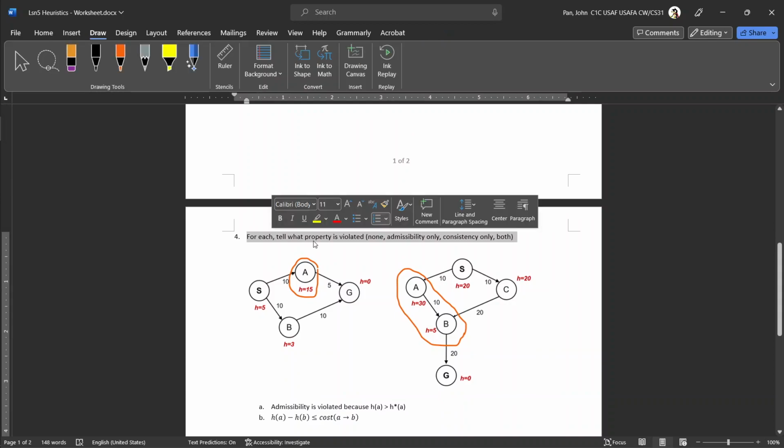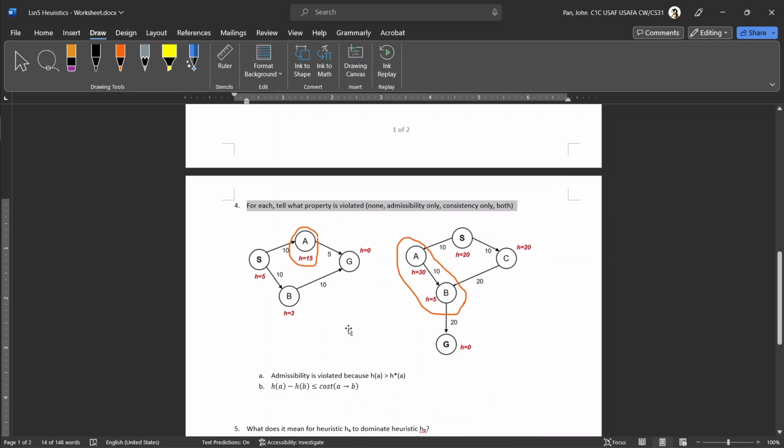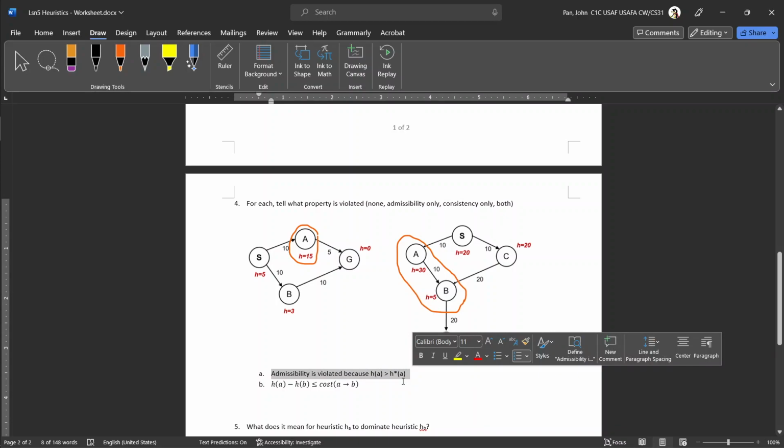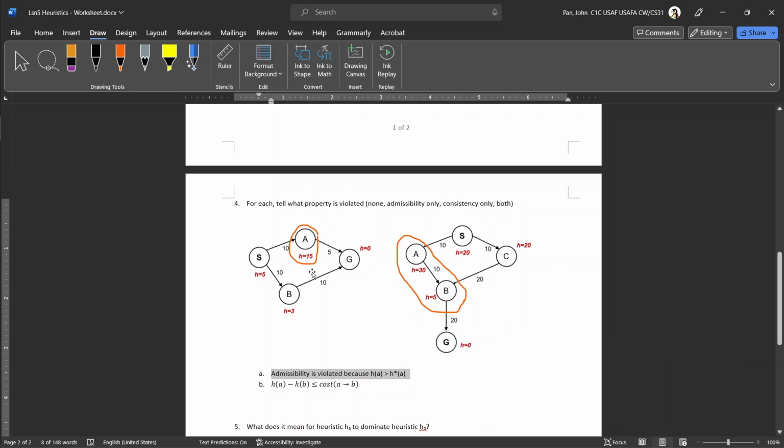So number 4, it's asking us to detect violations in admissibility or consistency in these two graphs. And the first one, admissibility is violated because we have a heuristic of A is 15, which is greater than the true cost of A to G, which is just 5, as shown by this one edge right here.